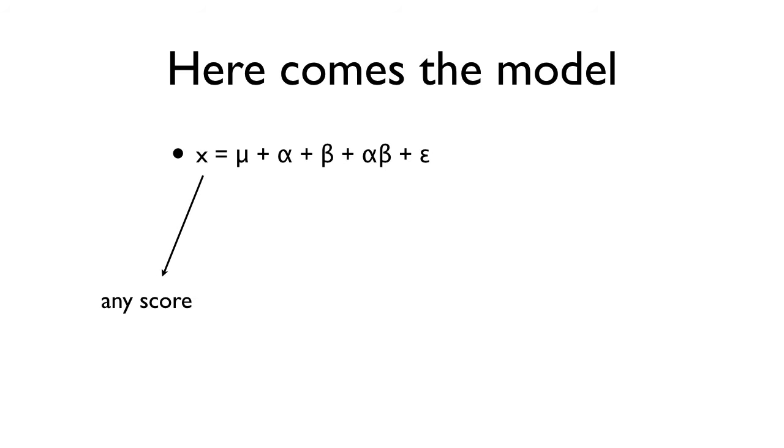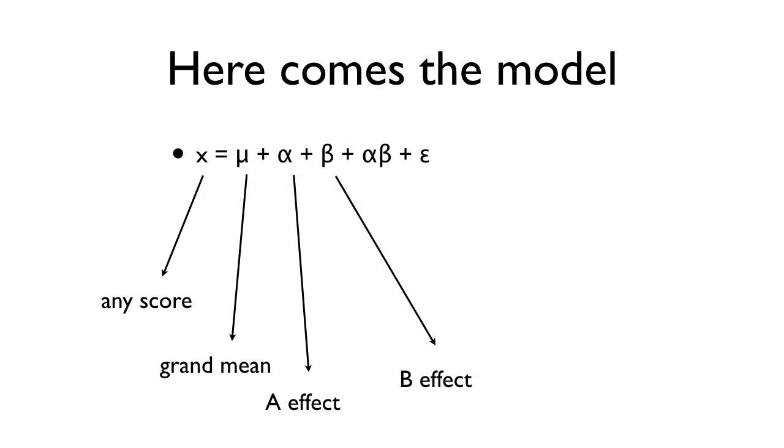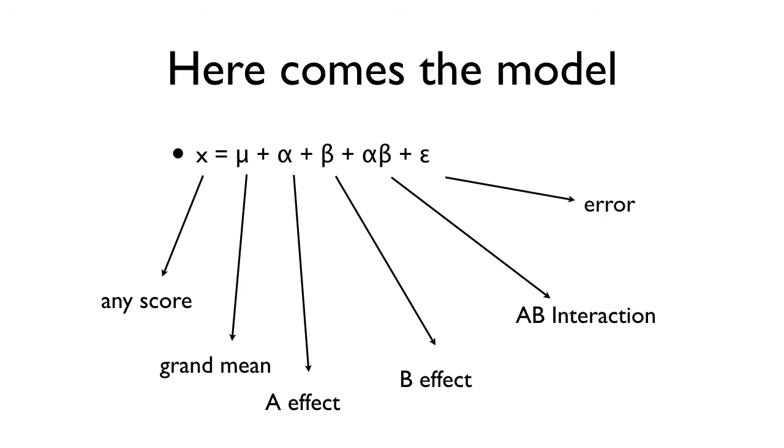Any score equals the grand mean plus the A effect plus the B effect. That's independent variable A, independent variable B. There are 2 variables, A and B. In this case, we can say A was the levels of processing and B is the retention interval, if you want. The A-B interaction. Error: individual differences, stuff left over. X equals mu plus alpha plus beta plus epsilon.